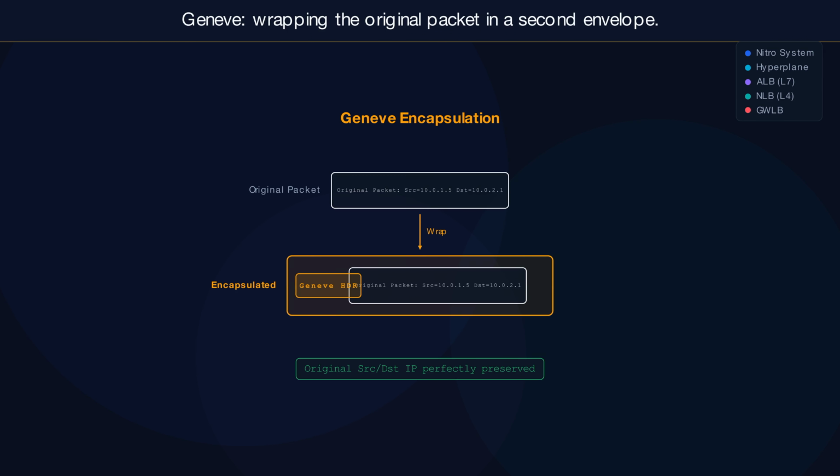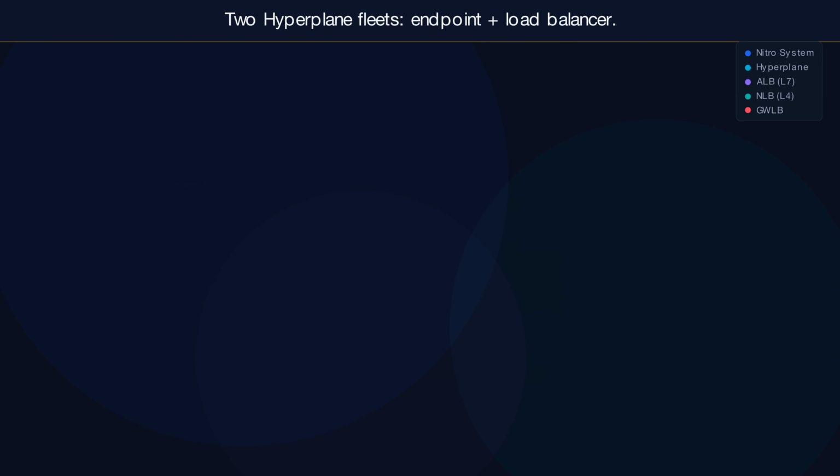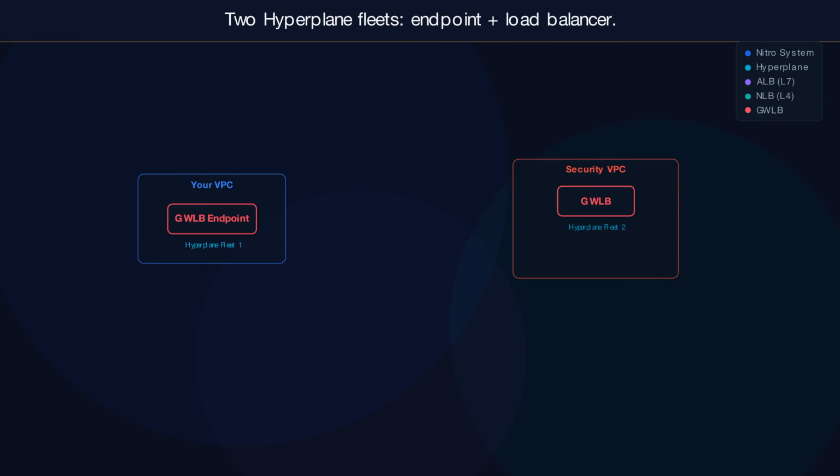The outer envelope goes to the firewall. The firewall unwraps it, inspects the original letter, rewraps it, and sends it back. The original source IP and destination are perfectly preserved. The end server never knows its traffic was inspected.